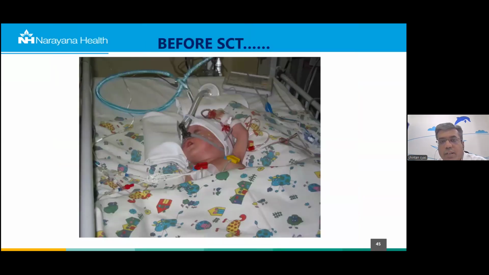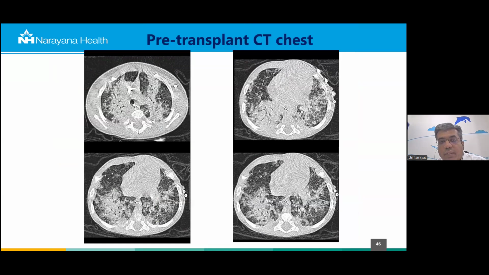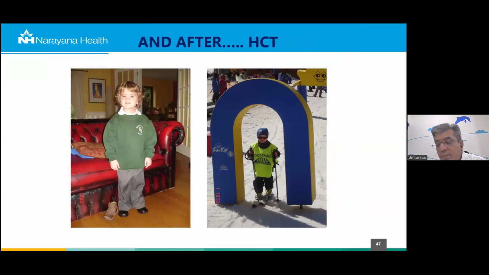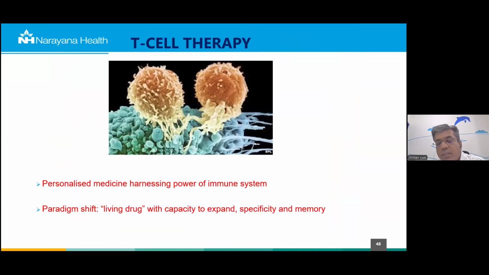So this is a child which we have transplanted as a baby on a ventilator with such bad lungs, and then they became fine once we transplanted. So transplants sometimes become difficult when you are dealing with infections. But if you are in a good supportive care system, if your nurses are well trained, if your junior doctors are well trained, we can really make a difference in the patient's life, as you can see.